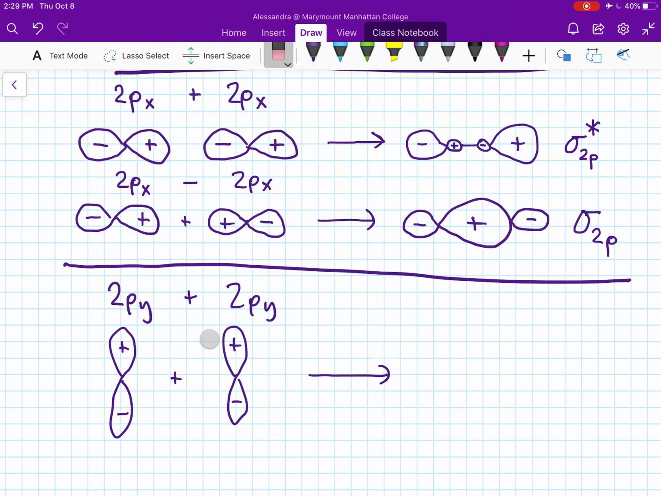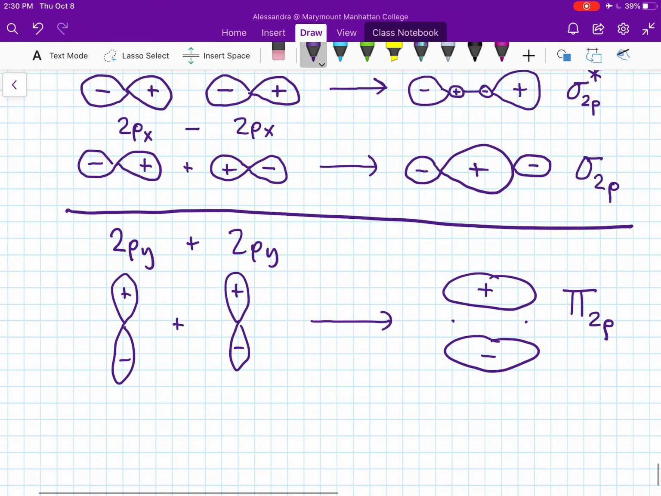You're going to have this one come into contact with this one, and they're going to constructively interfere and meld together. This one on the bottom is going to constructively interfere with this one, and they're going to meld together. So the result is I have this constructive interference, and I'm going to have regions of interaction above and below the bonding axis. So imagine my nuclei are here. Because the regions of electron density or orbital density are above and below the bonding axis, that's called a pi interaction. And I'm going to call it pi 2p to indicate that the pi interaction comes from the overlap of 2p orbitals.